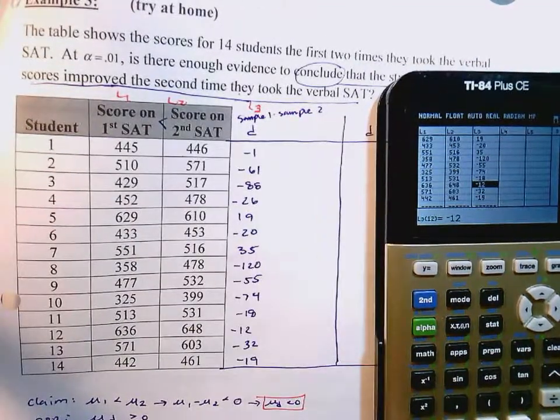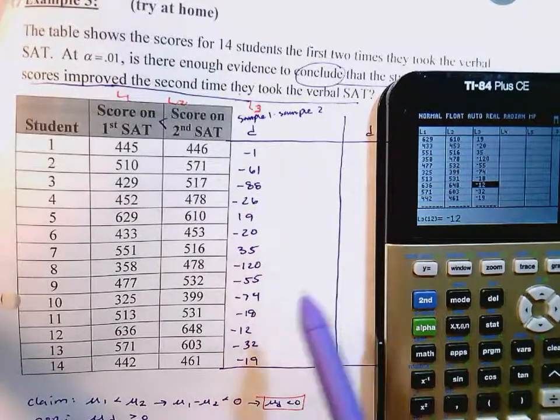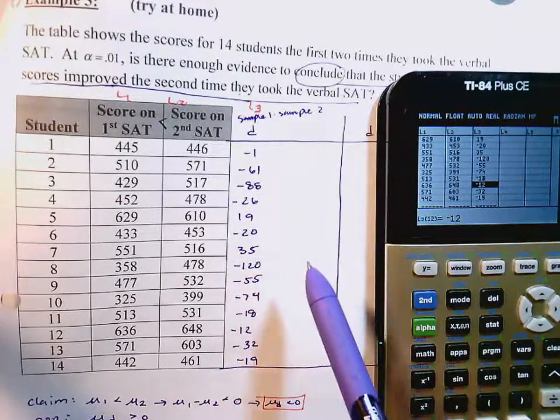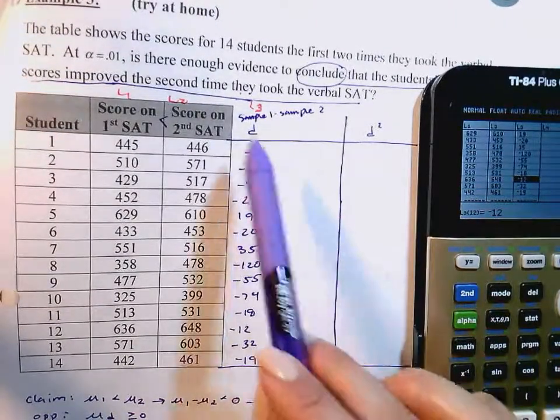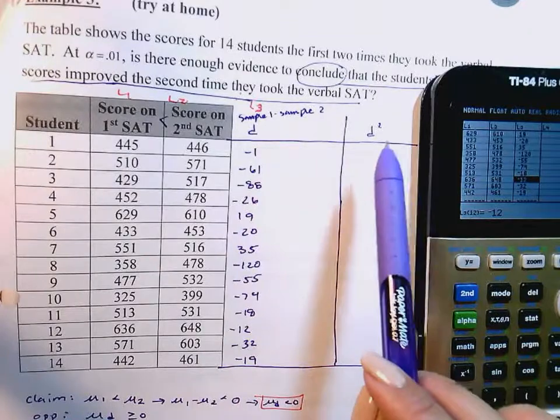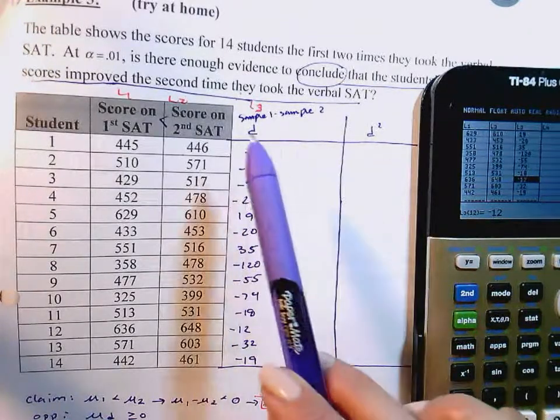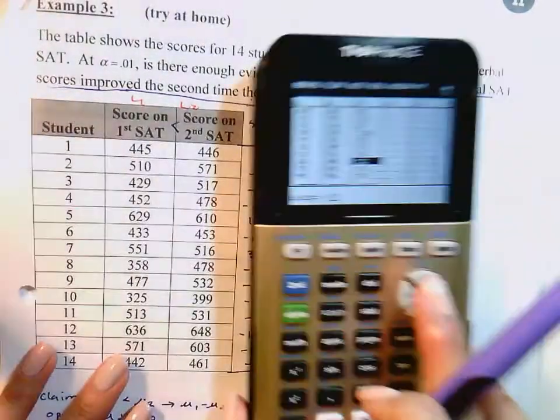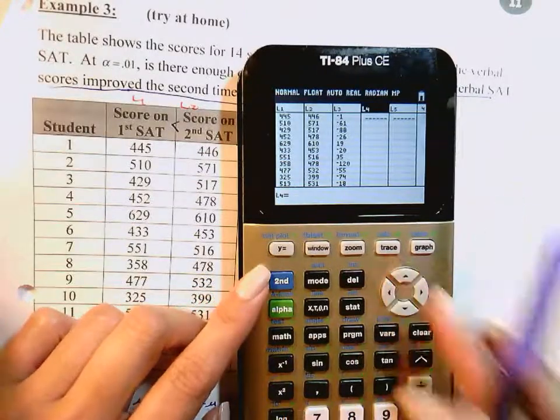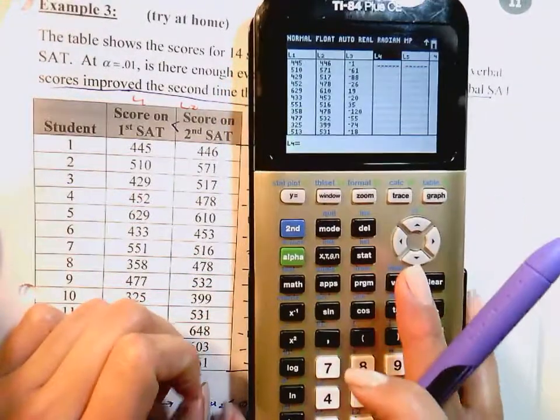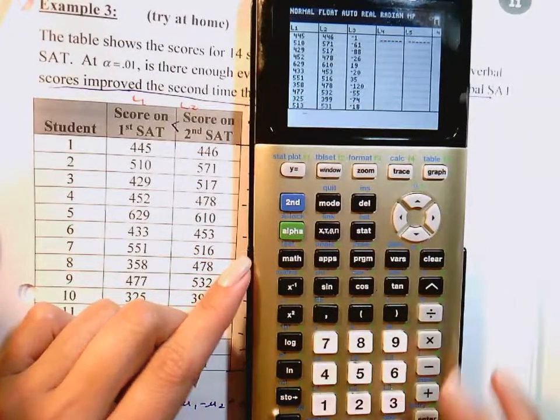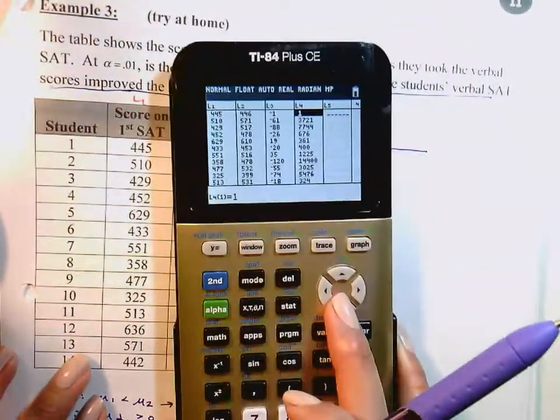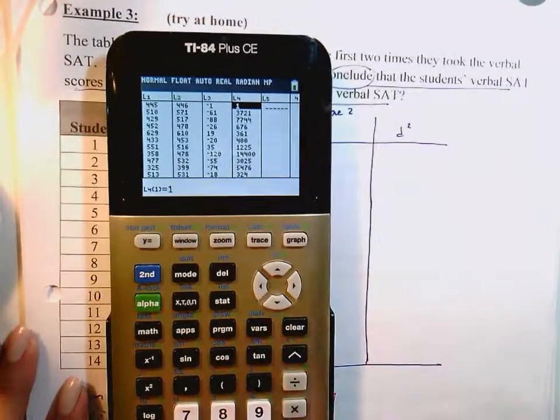Alright, so once we have all of our numbers for the d, we're going to take this column and square it to find the next column, which is a d squared column. Because L3 was d, in L4 I'm going to square L3. So go up to L4, go to second, L3, and then square this, and it's going to give me these numbers. And again, I'm going to write out these numbers on the table.